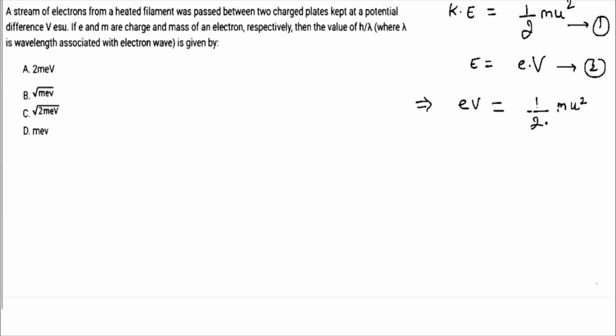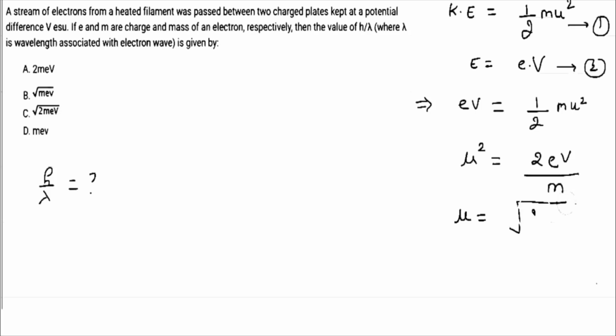But we have to calculate the value of h by lambda. So from here I can write u square is equal to 2eV divided by m. This is the value of u square, and from here I can clearly write that u, the velocity of the electron, comes out to be under root 2eV divided by m.